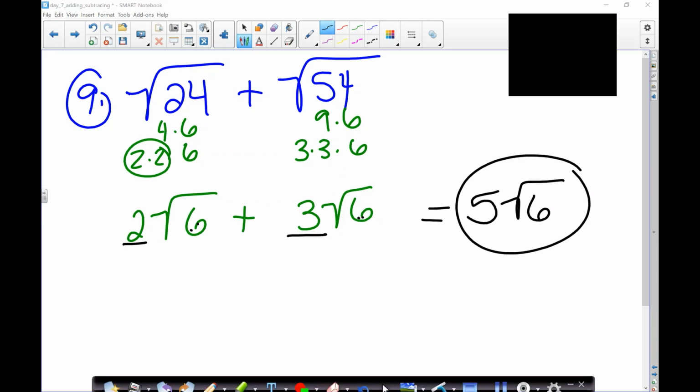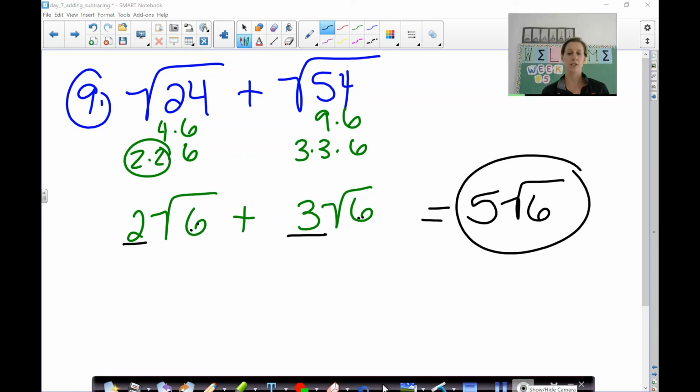So sometimes with addition or subtraction, it may appear that you can't actually combine them, and that just means that you may have to reduce one or more of the square roots or cube roots that are in front of you.